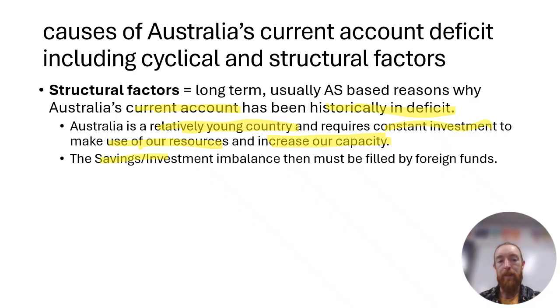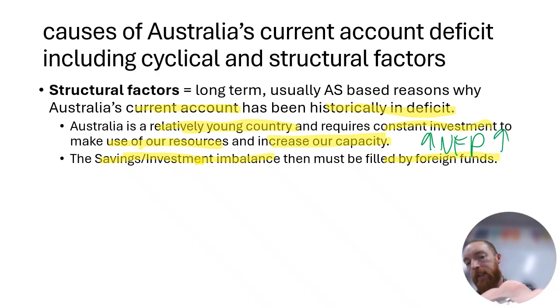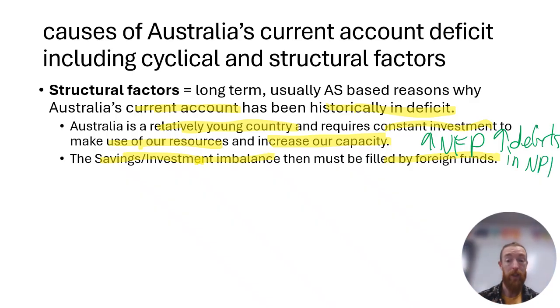So this savings investment imbalance must then be filled by foreign funds. That increases our net foreign debt. So that increases foreign debt, and then also increases debits in net primary incomes. And therefore that leads to a structural current account deficit.